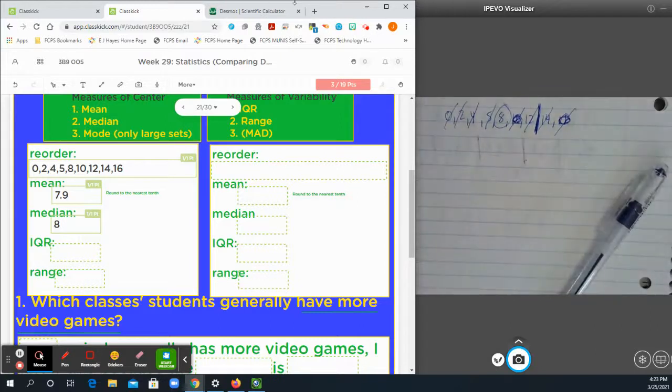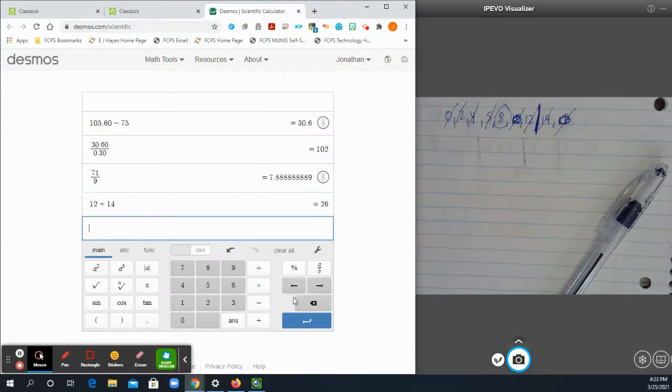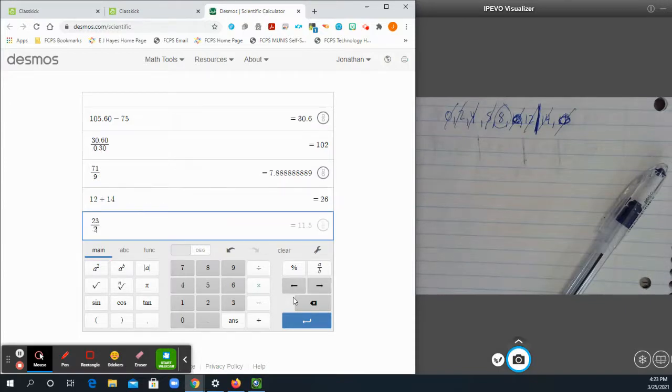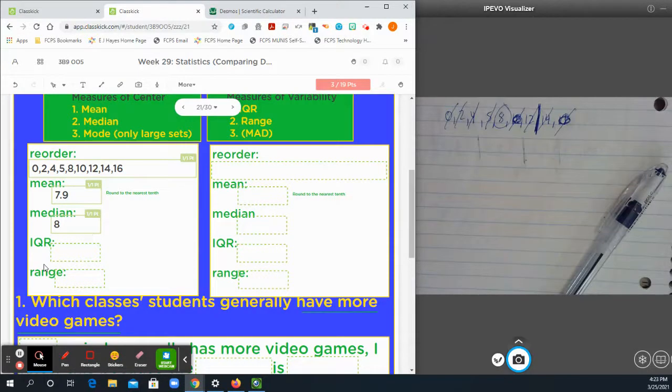So if I do 12 plus 14, and that's 26. 26 divided by 2 is 13. Now, when I say a number in between, I mean the exact in between. It has to be very particular.